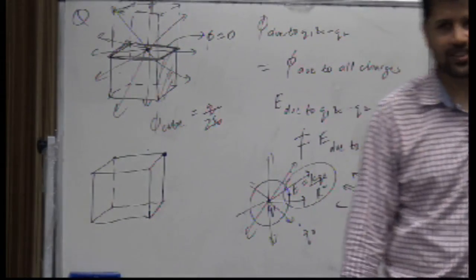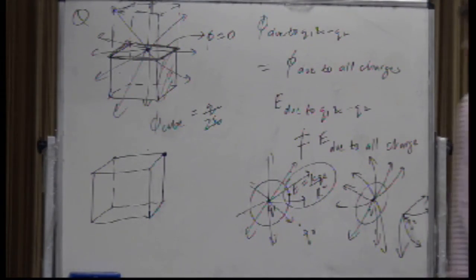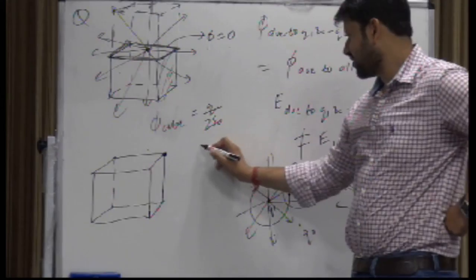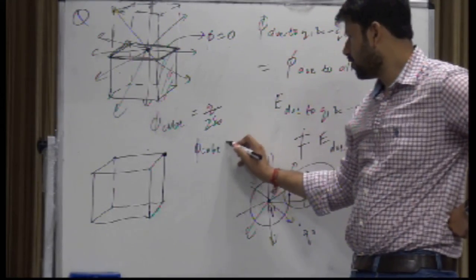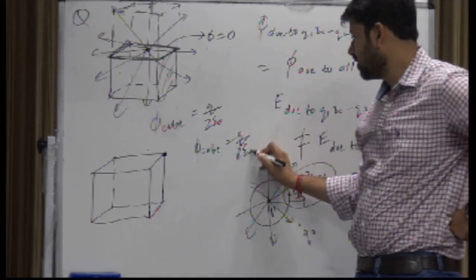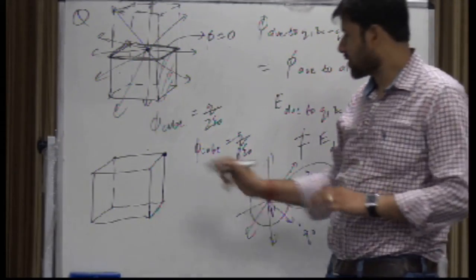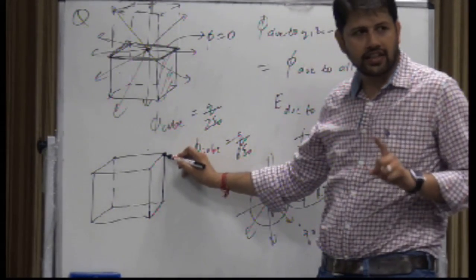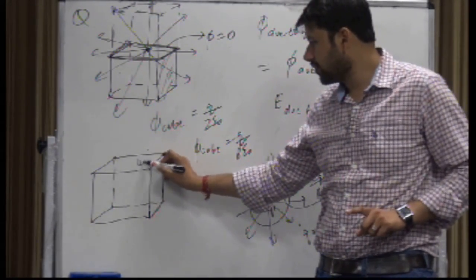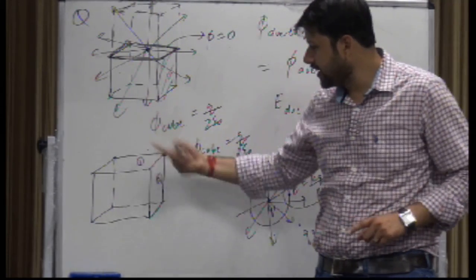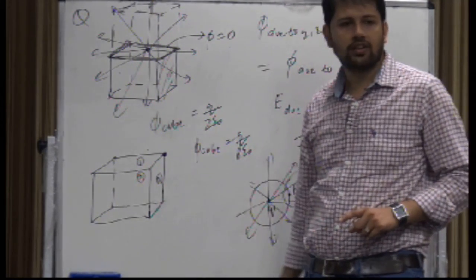Everyone knows solid state in chemistry. It would be q upon 8 epsilon naught. So flux through the cube would be q upon 8 epsilon naught. Now we have 3 faces. This corner is shared by 3 faces, face number 1, face number 2 and the rear face, face number 3.